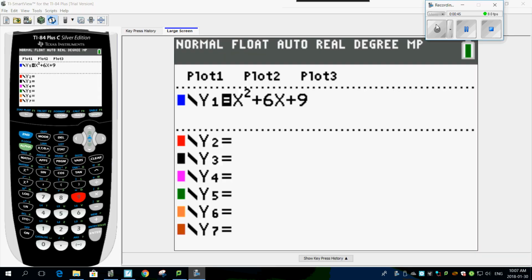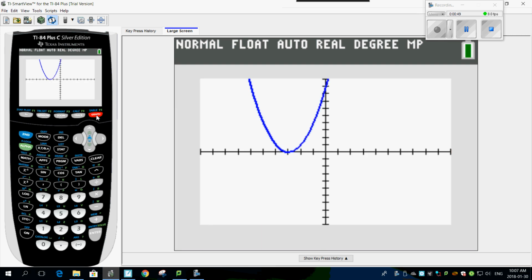So I've got my equation in here, and I'm just going to hit graph, and let's see what happens. Boom. Look at that. There's my solution right here. And it looks like it's probably -3. Well, let's prove that. Let's go out and find if that's -3 or not.